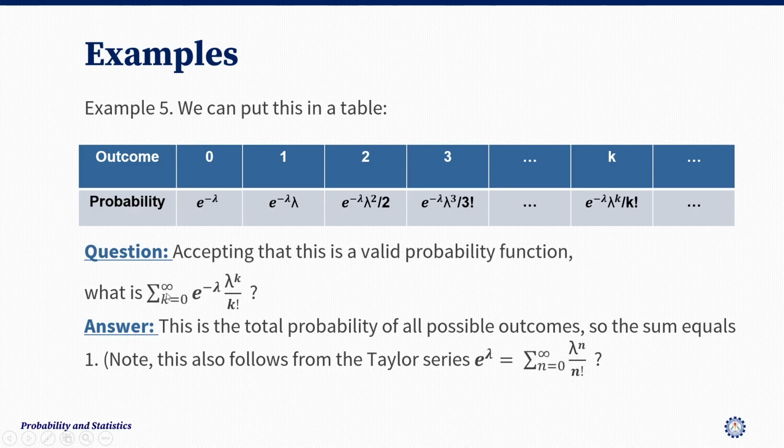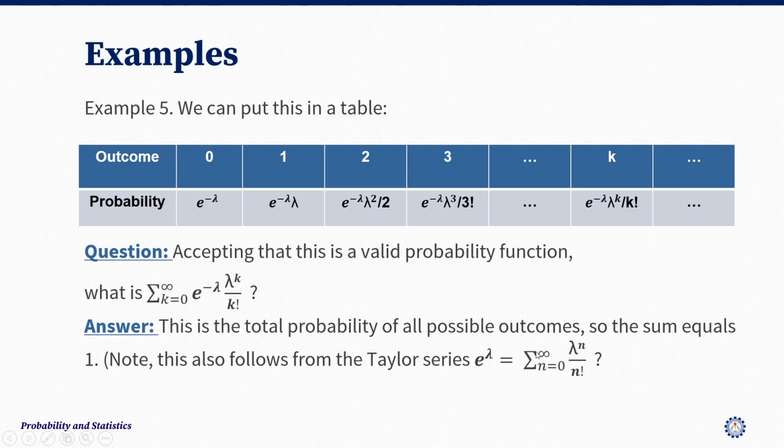So the question here is, accepting that this is a valid probability function, what is the summation from the lower limit k equals 0 to the upper limit infinity of e raised to negative lambda multiplied by lambda raised to k over k factorial? The answer is that this is the total probability of all possible outcomes, so the sum equals 1. Note that this follows from the Taylor series.